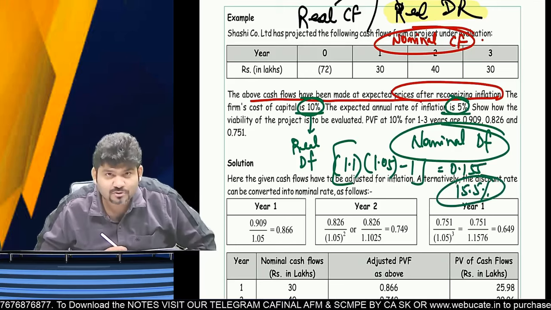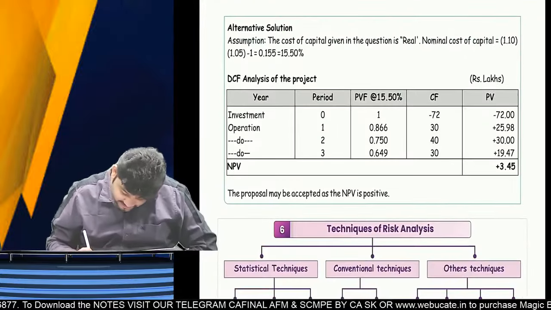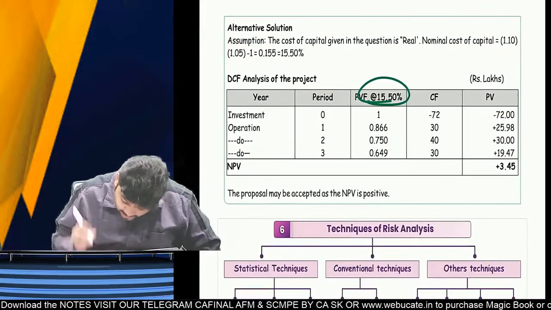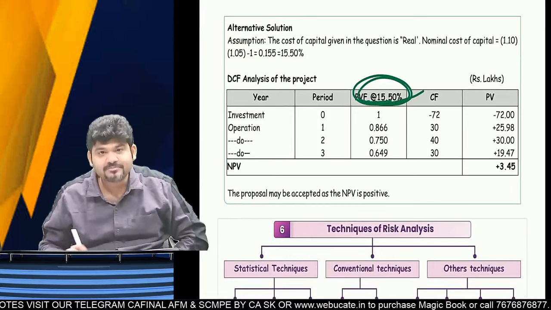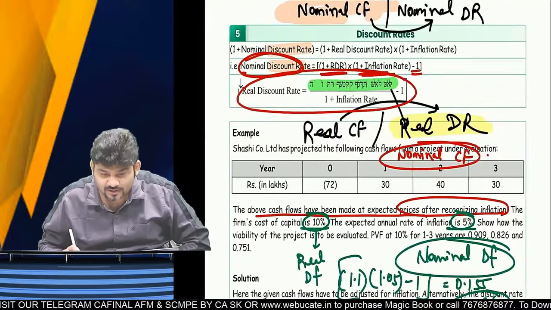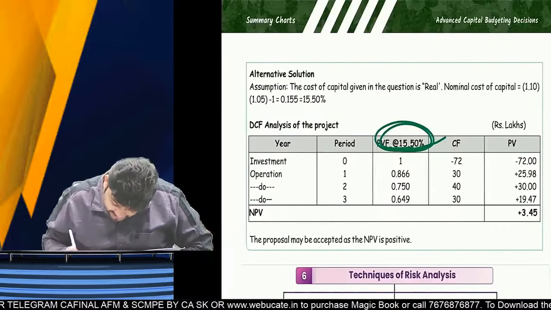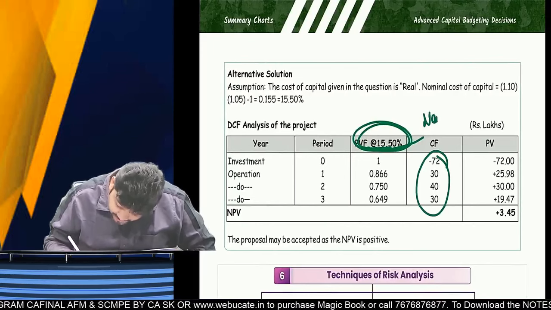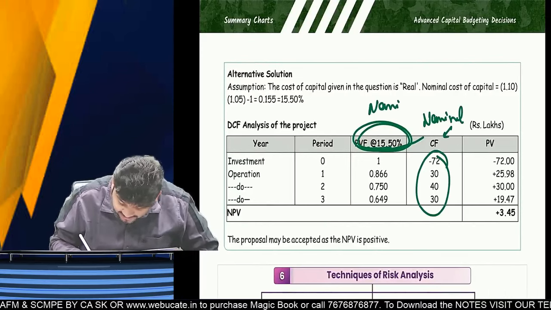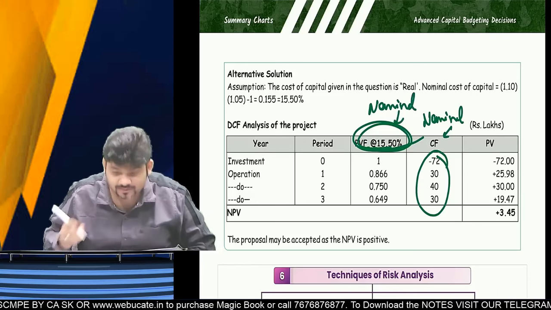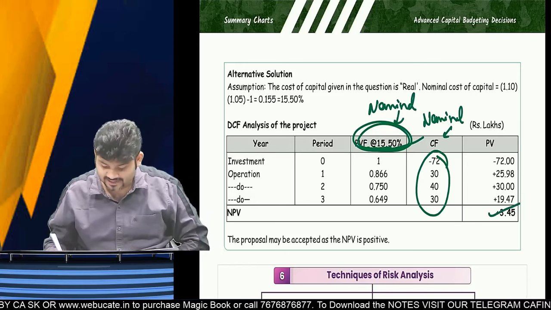Are we clear, everybody? Now, if you see the question, this is discounted at 15.5%. Look at the cash flows: 72, 30, 40, 30. So these are nominal cash flows, discounted at the nominal discounting rate. And then now we can take the decision.